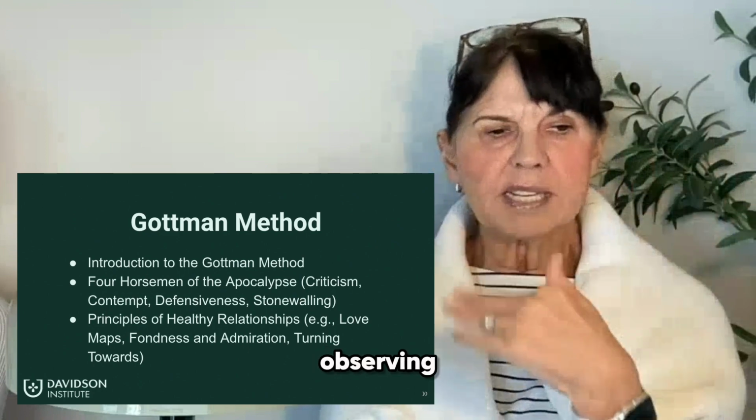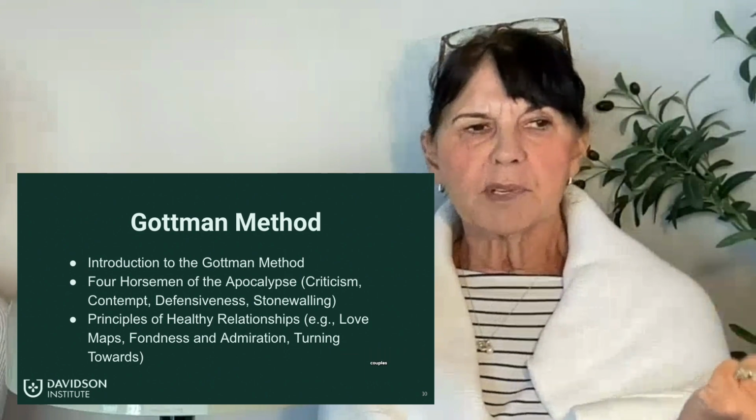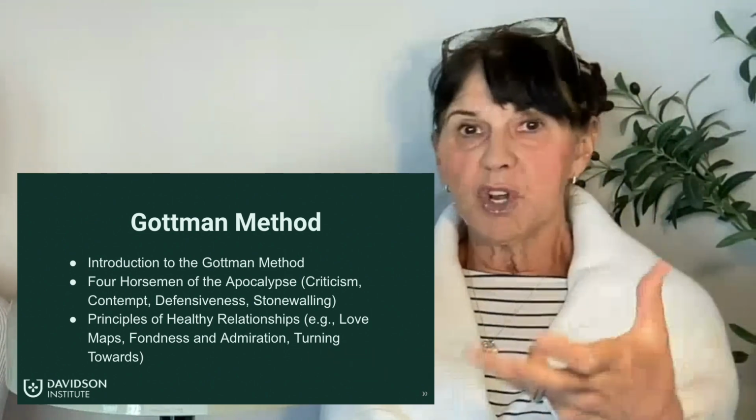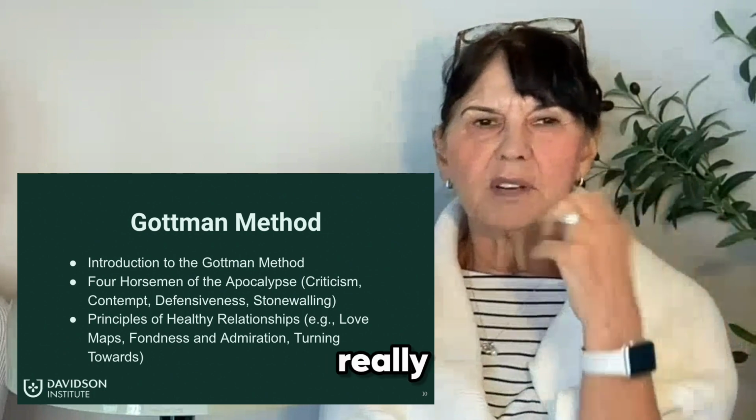And observing these couples in the Love Lab, they could predict fairly quickly which couples would be together in a decade and which would not, with something like, I think, 80 to 90% accuracy. Was really quite phenomenal.